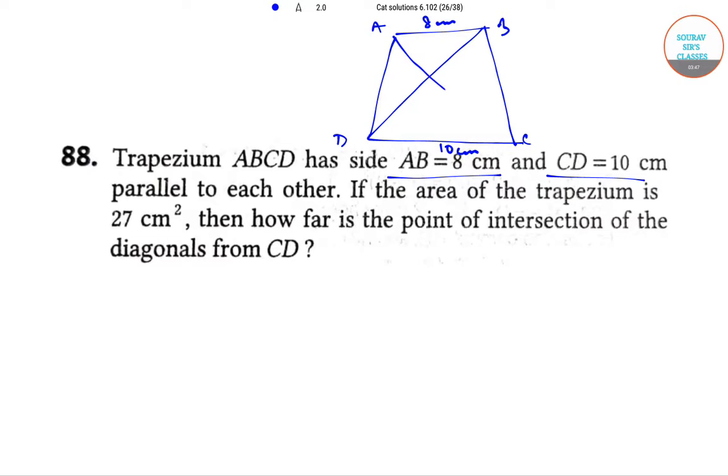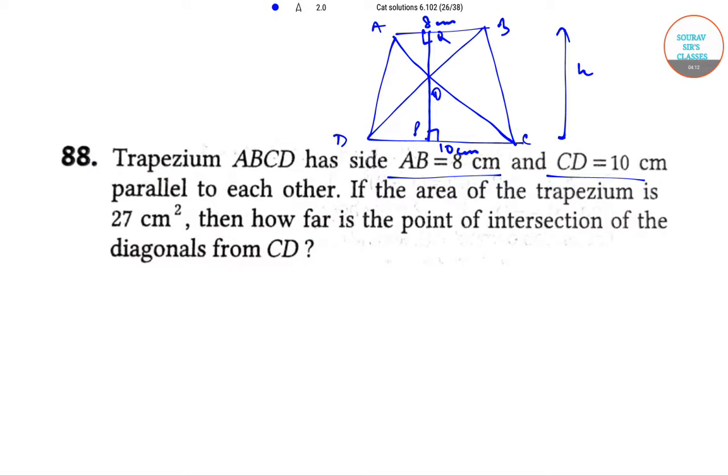So let these be the two diagonals and let H be the distance between the two parallel sides. Let this be QP, that is perpendicular. So this is Q, this is P, and this is O, the point where the diagonals intersect.